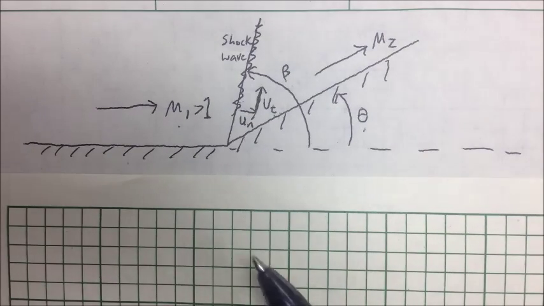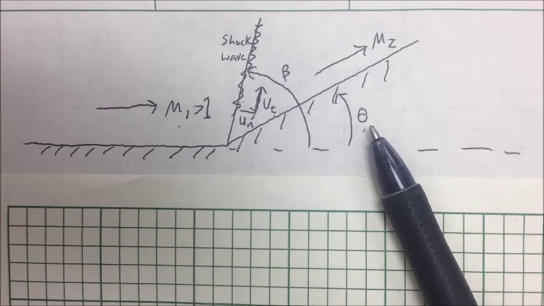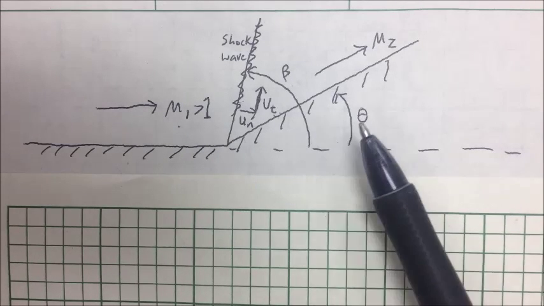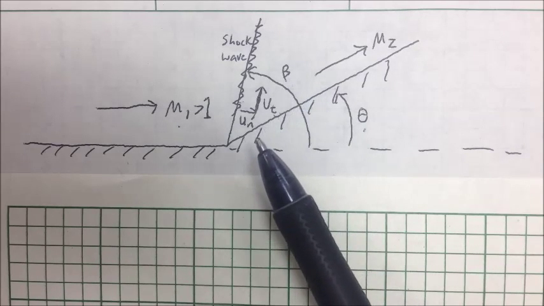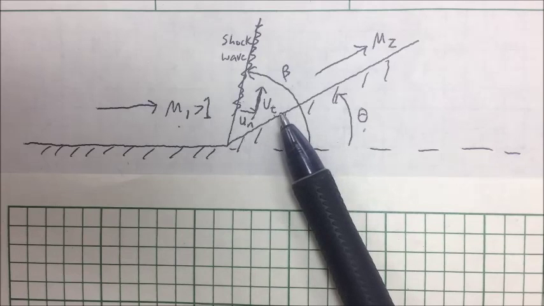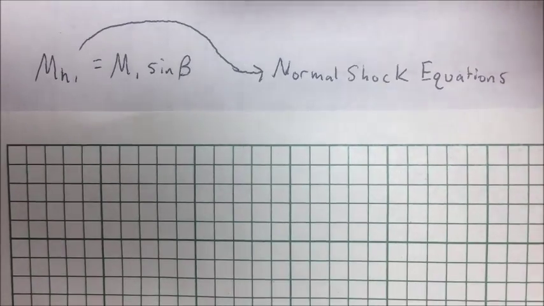The oblique shockwave problem is given by a supersonic flow upstream that is redirected along the turn angle theta, resulting in the shockwave angle beta. The resulting velocity behind the shockwave can be broken up into normal and tangential components. Using the continuity and momentum equations, we find that the tangential component of velocity is conserved. Therefore, we can use just the normal component of Mach number upstream as an input into the normal shock equations using the following relationship.